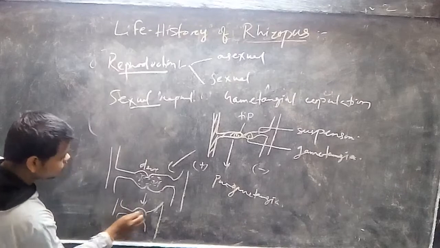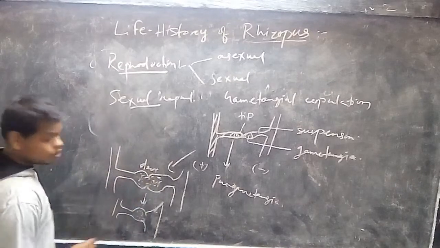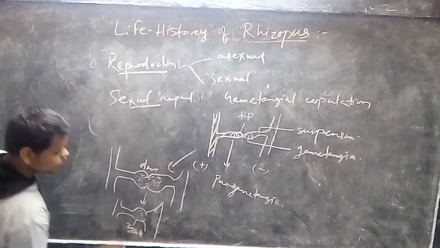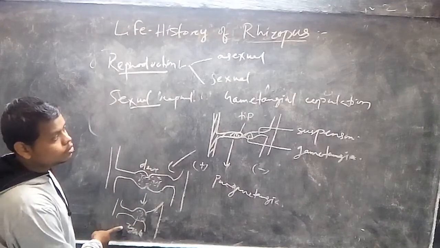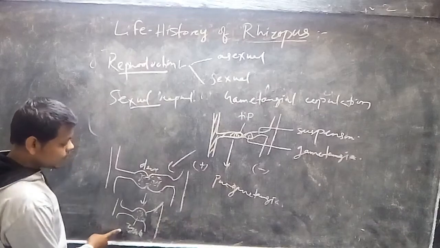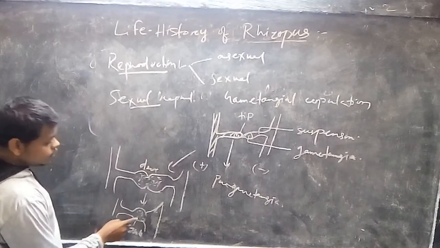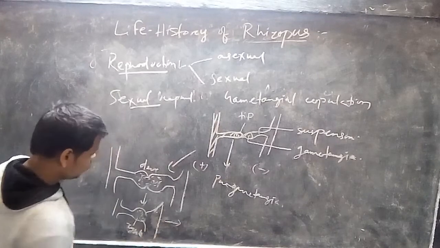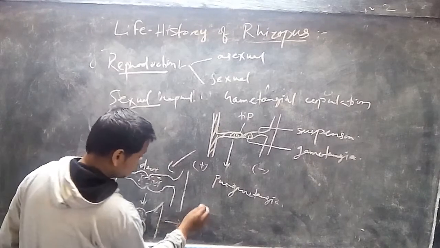This is the structure found after the intermixing of protoplasm. This structure is called zygote. This is the diploid stage of the Rhizopus. Till now, whatever we discussed is the haploid stage. This is the first diploid stage called zygote. This zygote undergoes development to form zygospore.